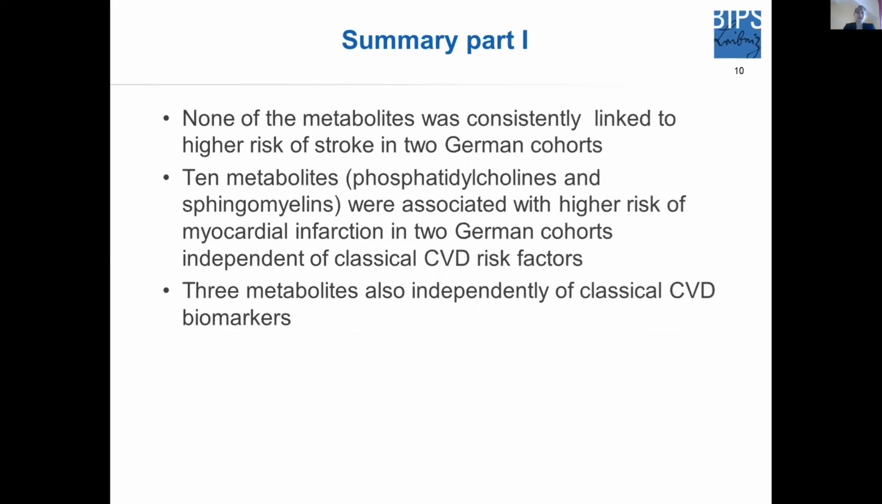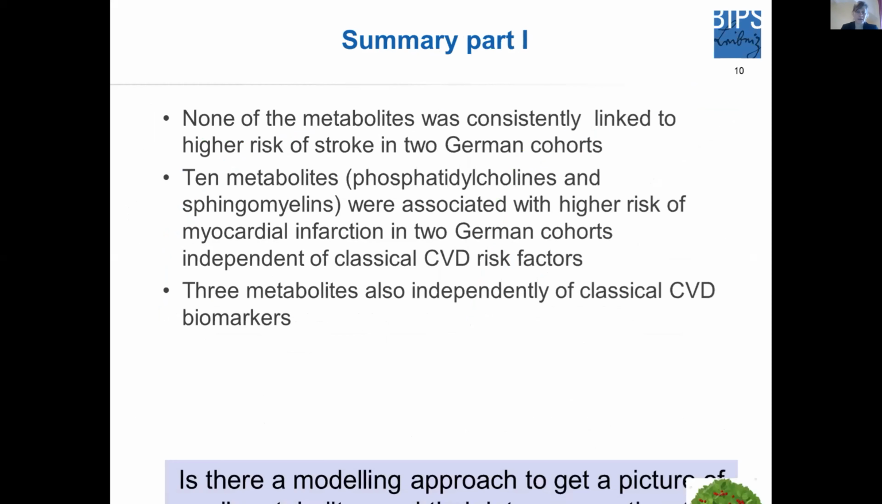So just to summarize the results from the first part: none of the metabolites, surprisingly, were consistently associated with higher risk of stroke in these 2 cohorts. However, 10 of them, particularly the phosphatidylcholines and the sphingomyelins, were associated with higher risk of myocardial infarction. And 3 of them were also independent of classical CVD biomarkers.